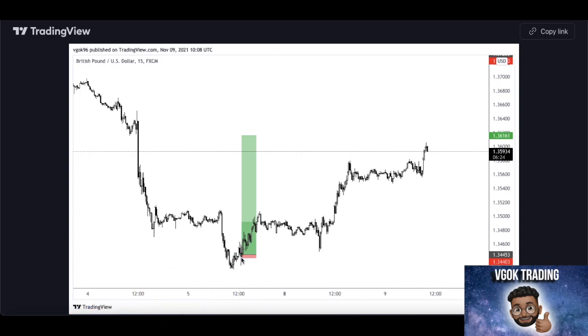The buy that we took was around here. It was a counter trend trade in the end. I was looking to get it all the way up into this zone, but at a 1 to 25 risk to reward ratio, I was more than happy just to close off the majority of the trade.